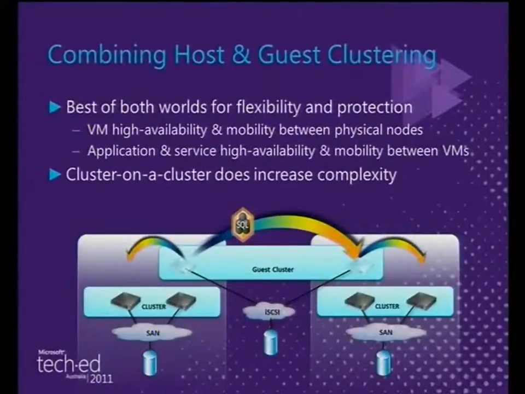So you can cluster the physical hosts, and then you can create a guest cluster with the VMs. So the VMs will have high availability. They'll be able to move between the nodes, and you can do application service and high availability so the app can move across from VM to VM. There is a slight increase in complexity in terms of how to set that up, but Phil's going to show you how to do that today, and I think after that you'll find that it's really not that bad.